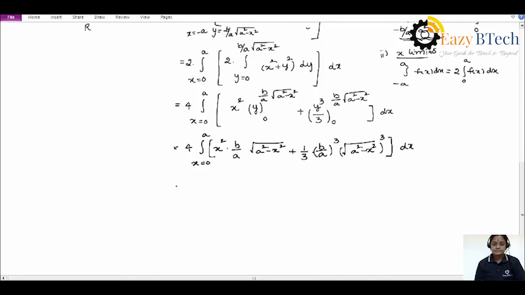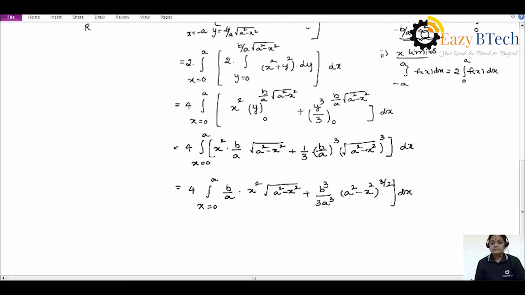Okay, students. So next, 4 into integral x is equal to 0 to a, b by a into x square into a square minus x square, and again b cubed by 3a cubed, a square minus x square whole power 3 by 2 dx. Okay, how do you get 3 by 2 here? Root means 1 by 2 here, and 1 by 2 into 3 is nothing but 3 by 2. Now to do the integration of this term here.